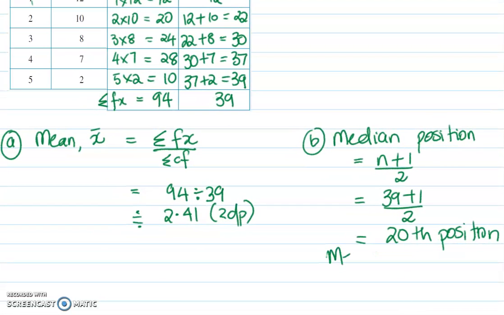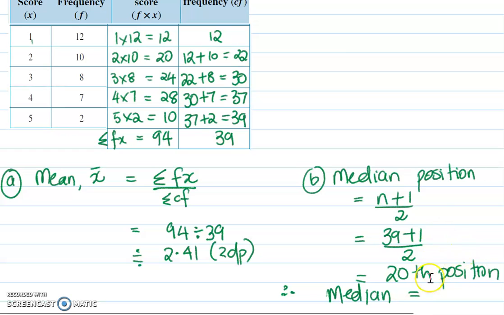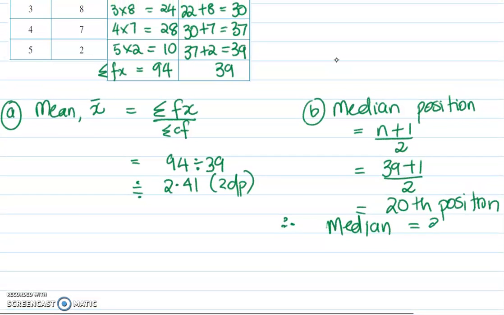If we go back to our table, the 20th position would be somewhere there, because that's 22. So you look at your cumulative frequency total, and 20 would be somewhere there. So you go back and read the score, which is 2. So that means the score at the median position is number 2.